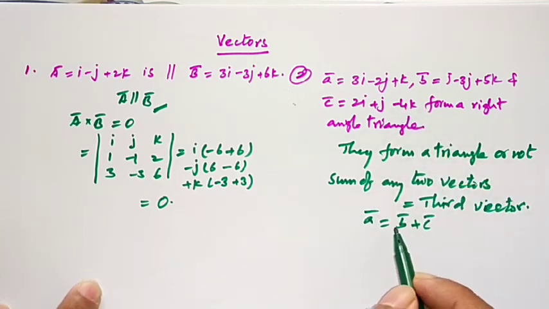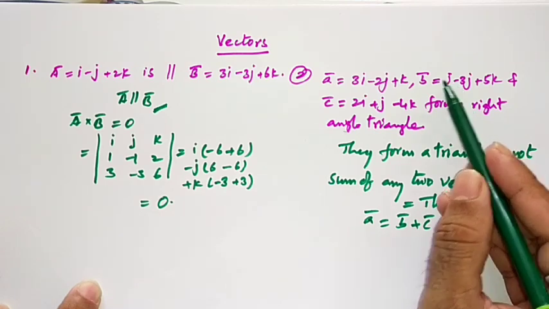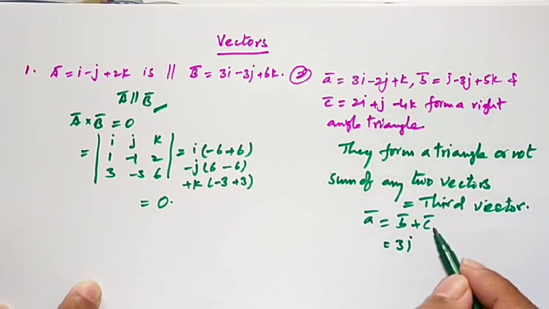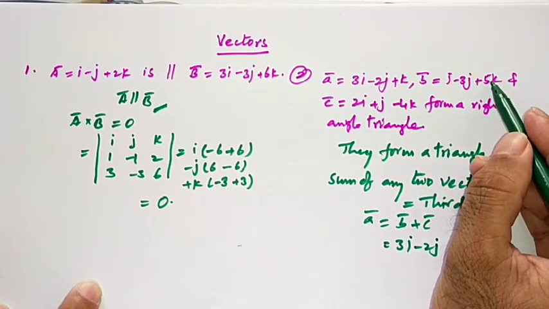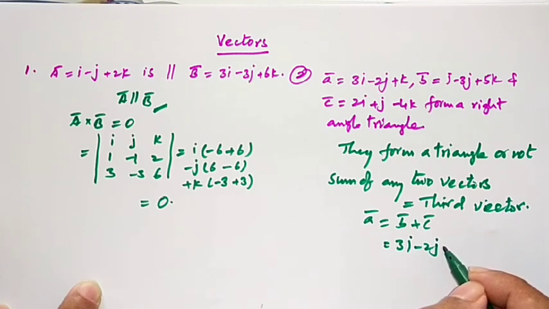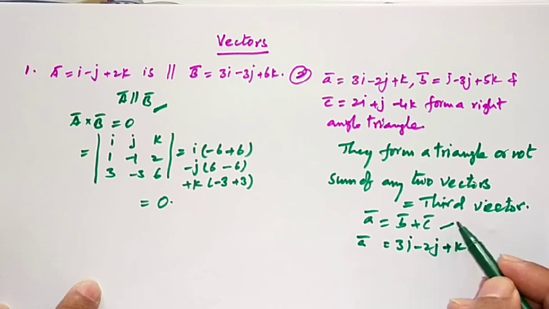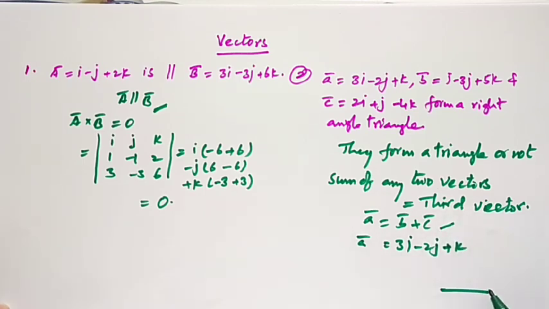Now let us see if it is true or not. B plus C: i plus 2i is 3i, minus 3j plus j is minus 2j, 5k minus 4k is plus k. So is it A bar or not? Yes, the first condition is satisfied. They form a triangle. Now this is vector A, vector B and vector C. Let us take A, B, C. Now do they form a right angle triangle or not?